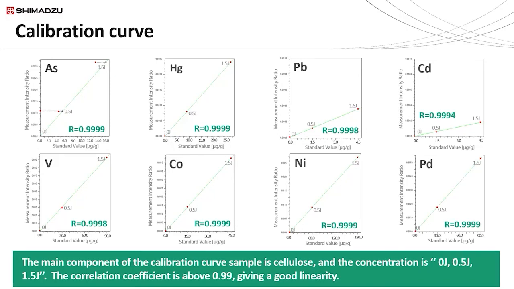For the correlation curve, the 3-point curve of 0, 0.5J, and 1.5J, the correlation coefficient is above 0.99, which shows good linearity, and it meets the specifications that are provided within USP 735, for example.